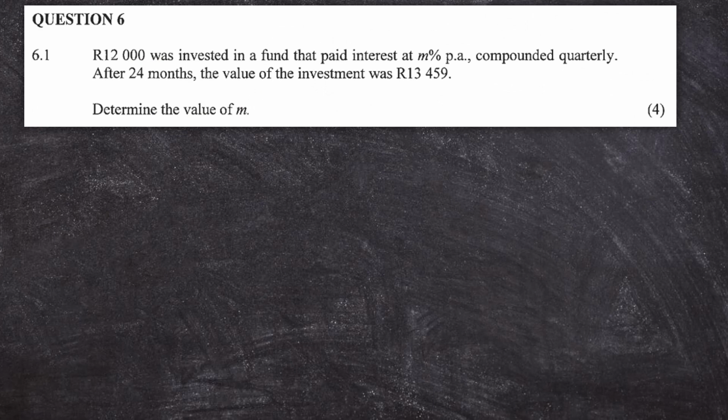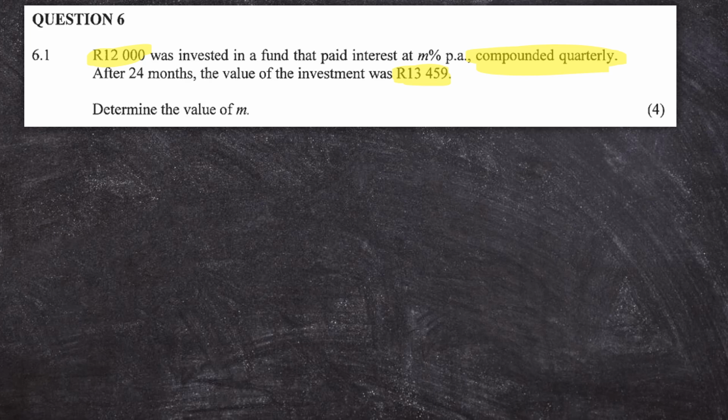Okay, 6.1. We are given that 12,000 is invested in a fund that paid interest at M% per annum, compounded quarterly. Okay, so let me just highlight this. After 24 months, the value of the investment was 13,459. Okay, then the question wants us to get the value of M.